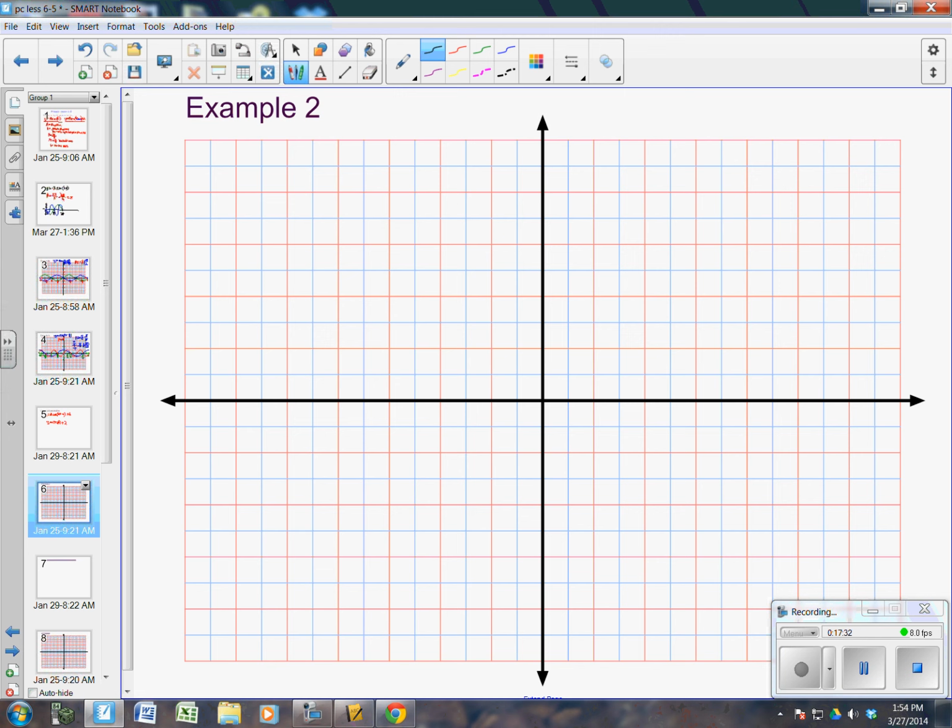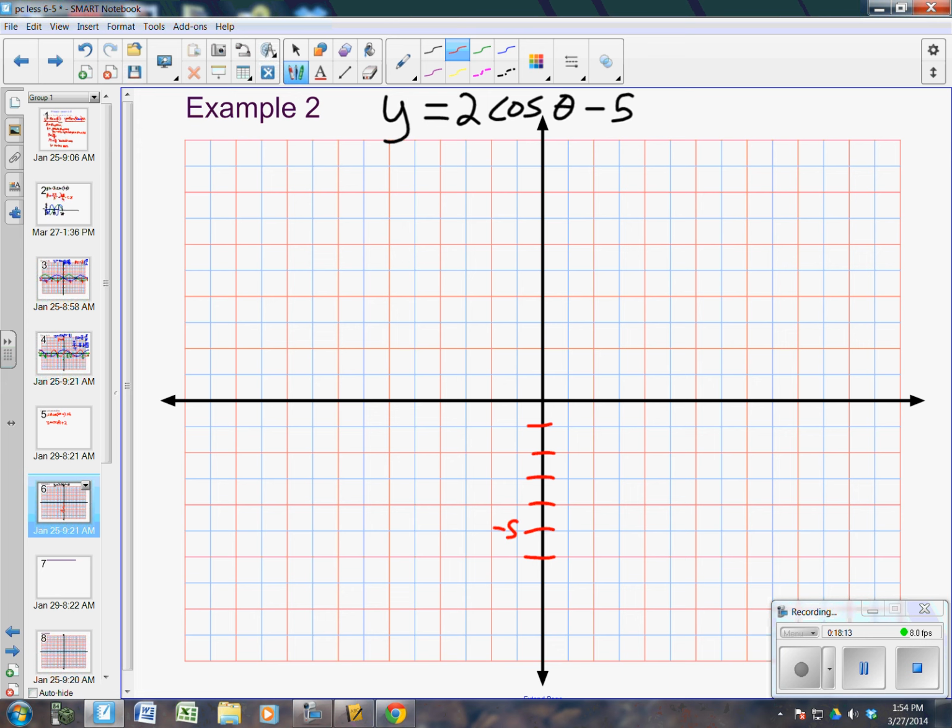Y equals 2 cosine of theta minus 5. What two things do we have affecting the graph right here? Amplitude and vertical shift, right? So it's going to move down 5. Now, on this one, I'm going to make every line right here 1. So this 1, 2, 3, 4, 5. So this is -5 right here.